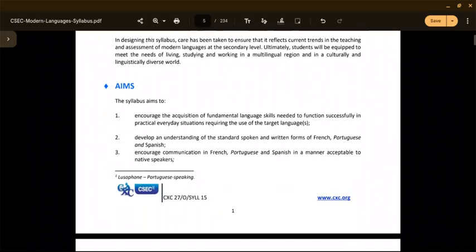But what I really want to focus on is the aims and the general objectives because I think this is really practical information that people don't have or don't realize about these subjects. Like I said, this is applicable for Spanish. It's also applicable for French. It's also applicable for Portuguese for anyone who's doing Portuguese.